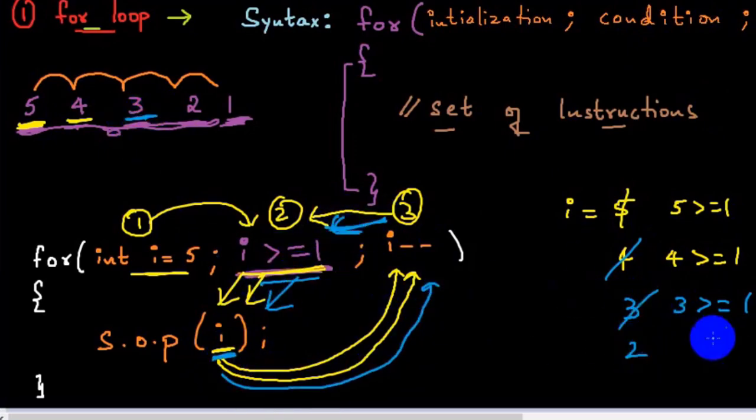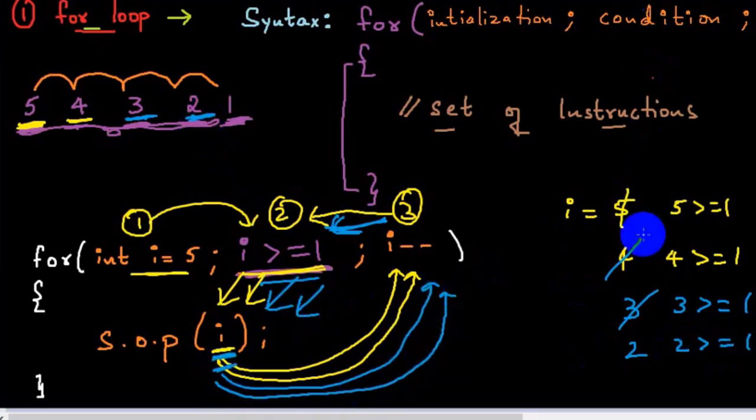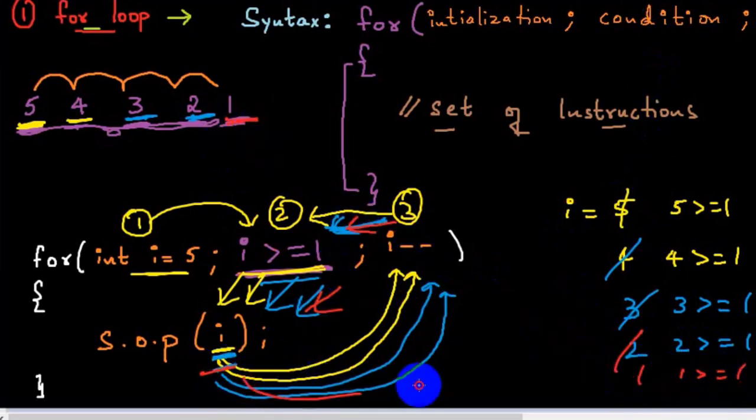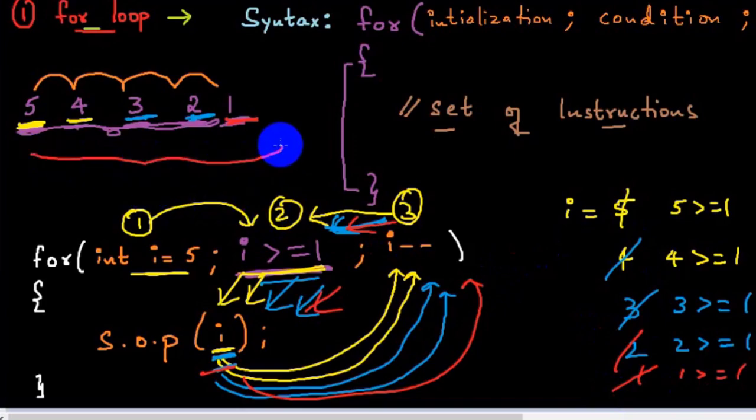Check the condition. Is 2 greater than or equal to 1? Yes. Control comes inside. What am I supposed to print? 2. Control will go back. i minus minus, i value will become 1. Check the condition. Is 1 greater than or equal to 1? Yes. Comes inside. i value will get printed. Now again when I do i minus minus, it will become 0. Is 0 greater than or equal to 1? No, stop. And I have got my desired output of this entire process.